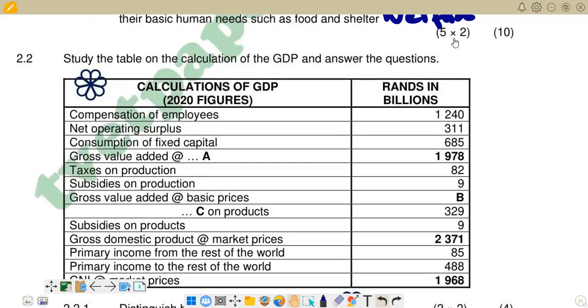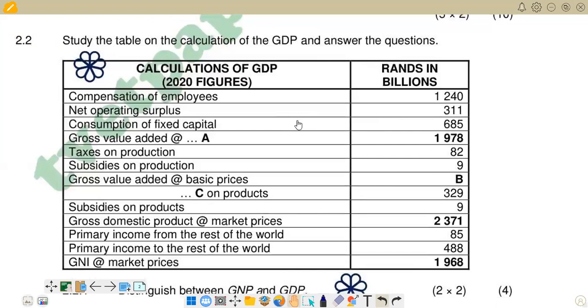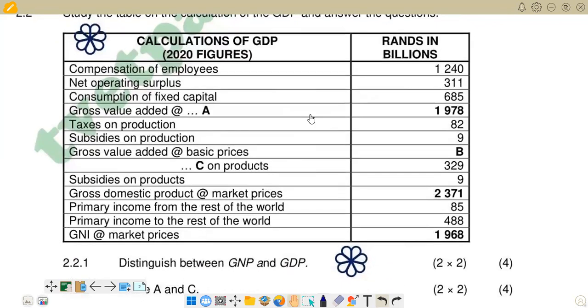So the question reads, study the table on the calculation of the GDP and answer the questions. We are given a table in terms of calculation of GDP with 2020 figures. Then we are given the values in billions in the next column. And then we would want to see the next question.